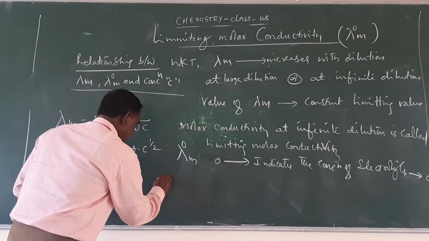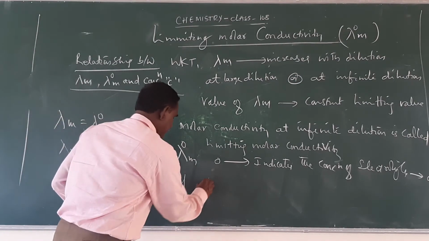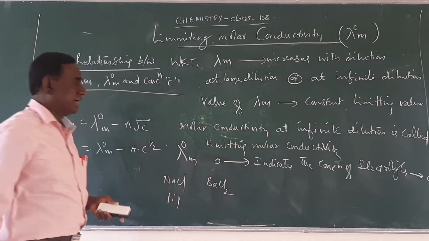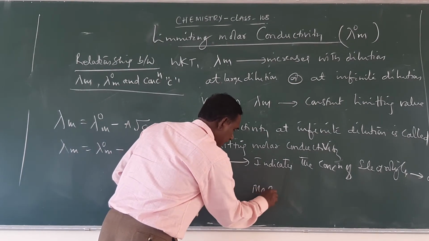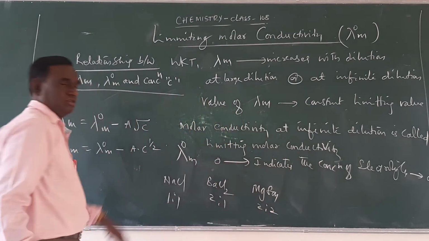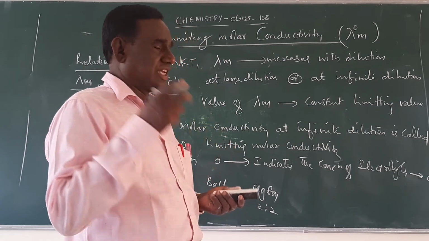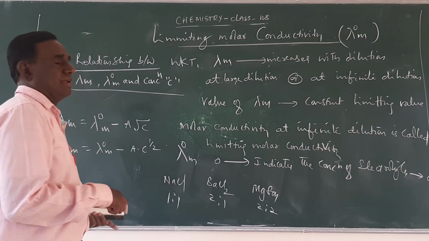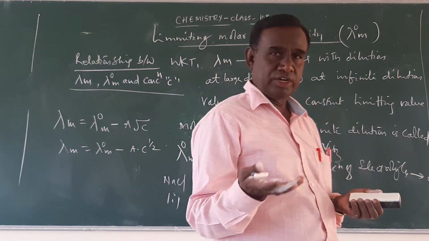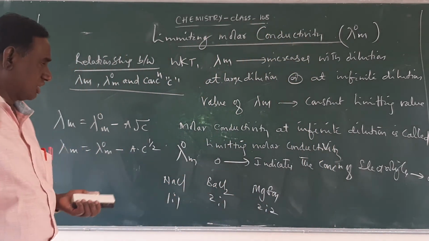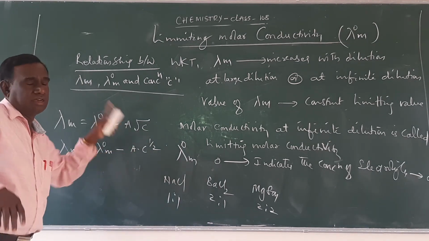For example, NaCl, with Na plus and Cl minus, is a 1:1 type electrolyte. BaCl2 is a 2:1 type electrolyte, and MgSO4 is a 2:2 type electrolyte. That is how A depends on the charges present on the cations and anions. So A is a constant for a given solvent, and it depends on the type of electrolyte we take for dilution and the charges on its ions.